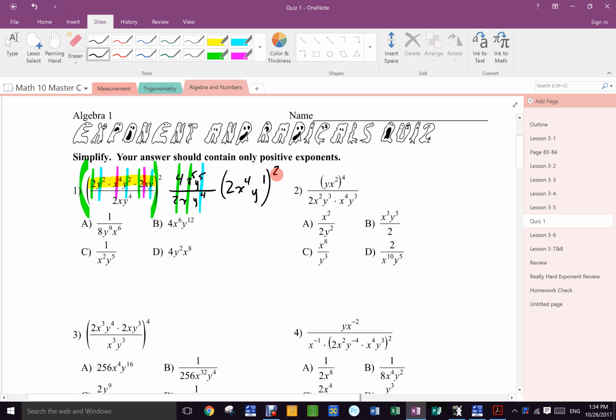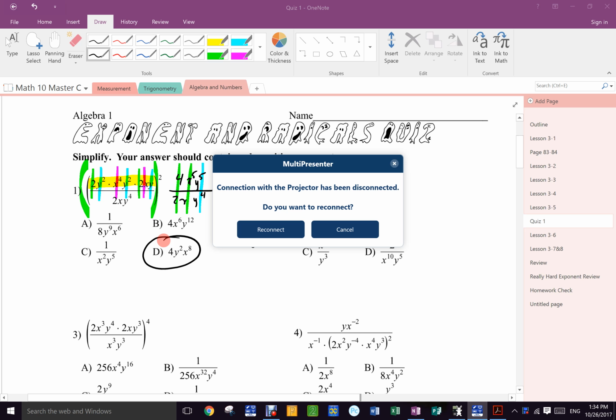Now, all of that is squared, yes? Where does that 2 go? To everything. So that 2 goes to that 2, right? What's 2 squared? 4. What's x to the 4th squared? X to the 8. What's y to the 1 squared? Y squared. 4x to the 8 y squared.